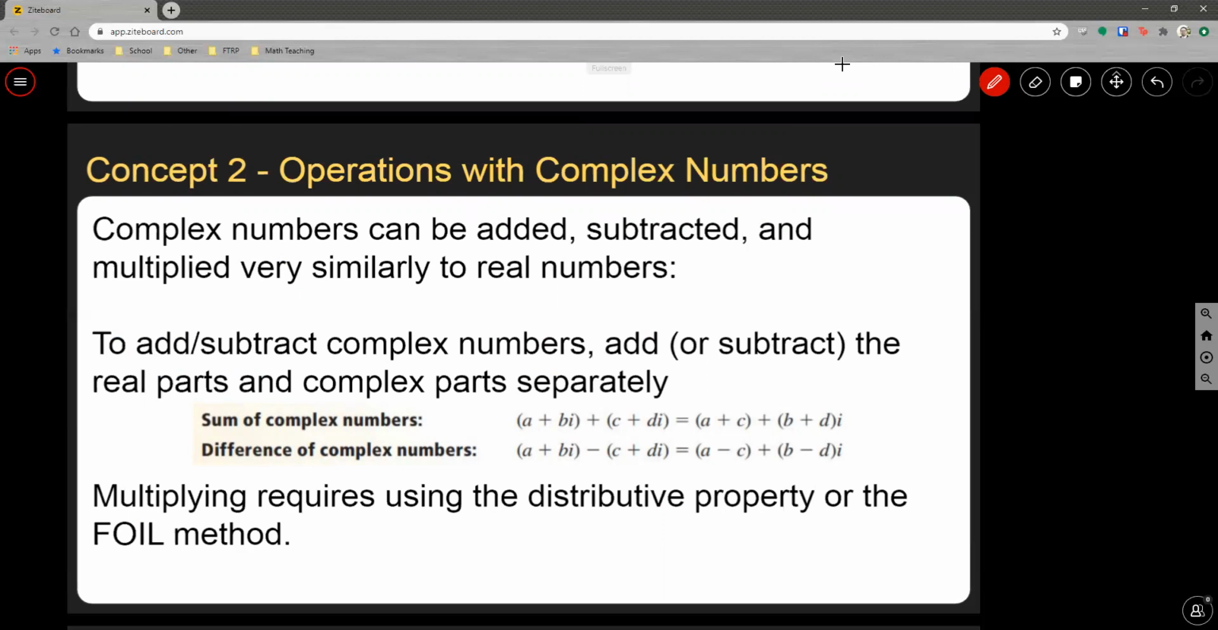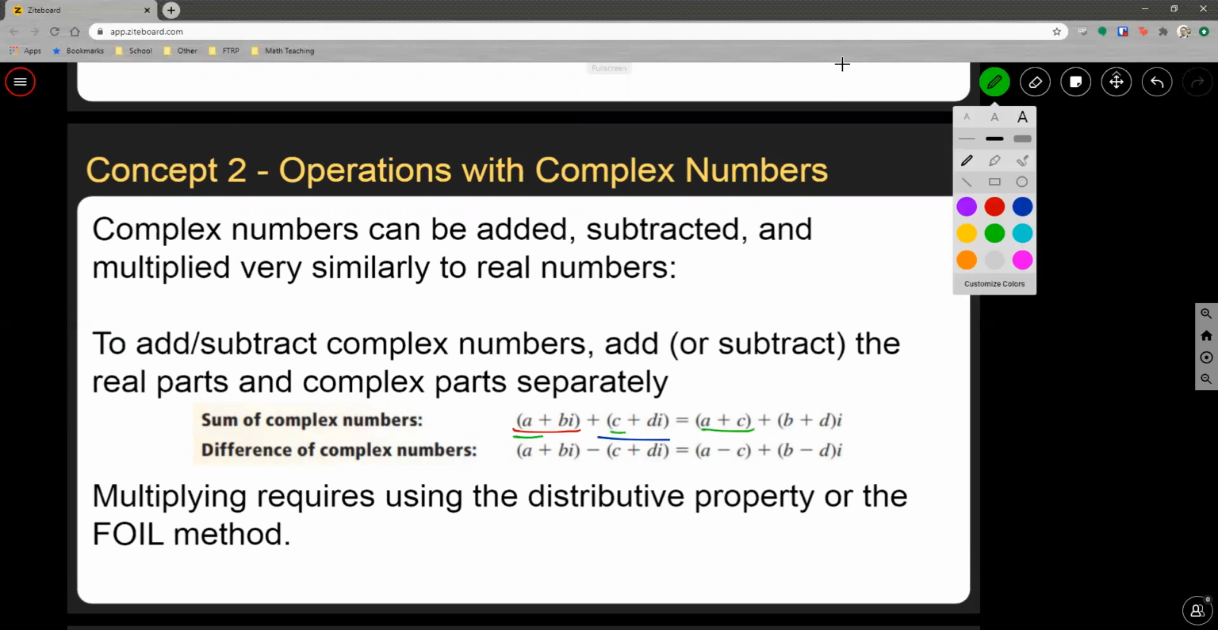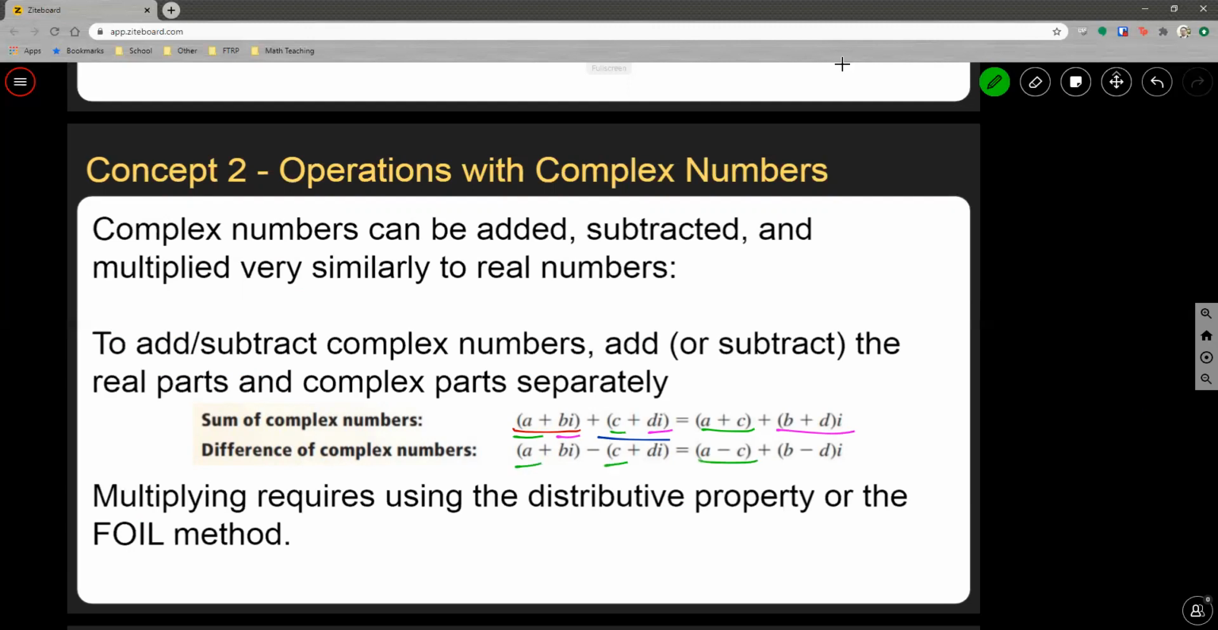We've got a little diagram from the book here. I've got a plus bi plus c plus di, then I'm just going to add a plus c together. And then finally, I'm going to add bi and di together. Same with the difference. You just do the subtraction piece by piece. A minus c gives me a minus c, and bi minus di gives me b minus d times i. Or you could just have bi minus di.